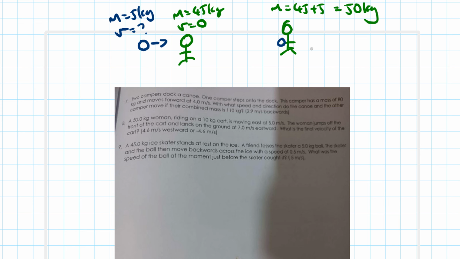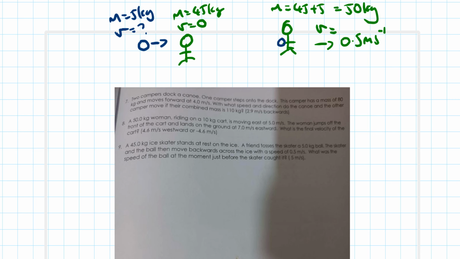The skater stands at rest on the ice. A friend tosses the skater the ball. The skater moves backwards across the ice, so it must be in this one at 0.5 meters per second. So we're going to say it's thrown in this direction. The skater catches it and moves that way. So we're going to take going to the right as positive, and the skater will move to the right in this direction. So we say it's 0.5 meters per second.